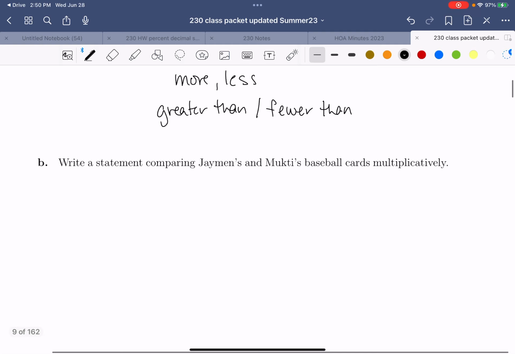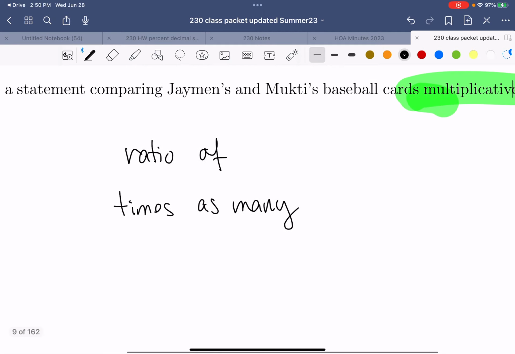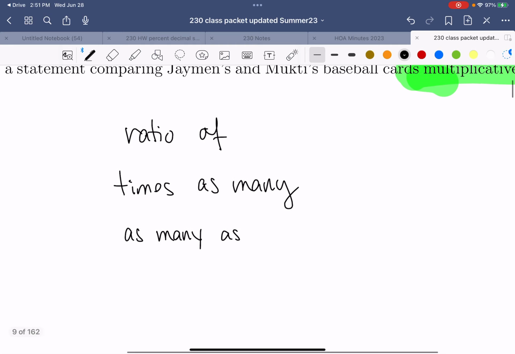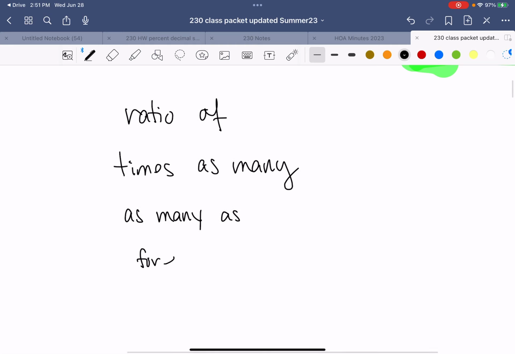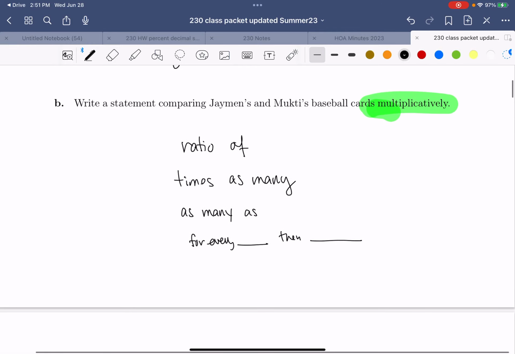In part B, when you're comparing them multiplicatively, you can use a lot of things here. The ratio of, times as many, as, the for every language, for every this, then that, right? So for every 2 that Mukti has, Jamin has 5. Words like that. Those are kinds of things that you're going to use for that one.